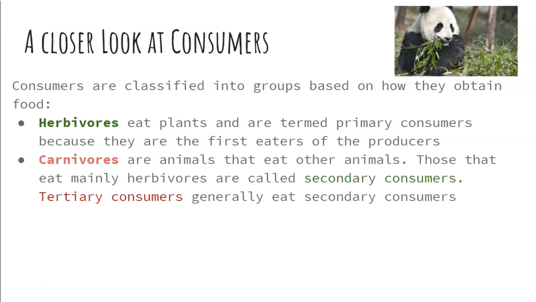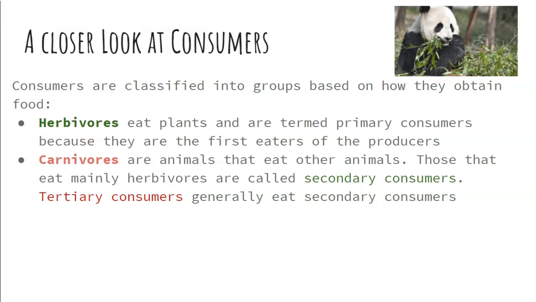Then we can define loosely carnivores. They're animals that eat other animals. You've probably heard that word again, grade 7. However, in Bio 20, we're going to take the word carnivore and we're going to flesh it out into secondary consumer and tertiary consumer. What that means is secondary consumers usually eat the herbivores or our primary consumers. And tertiary consumers generally eat secondary consumers, or they may also eat the primary consumers. Tertiary consumers usually are the top of the food chain.